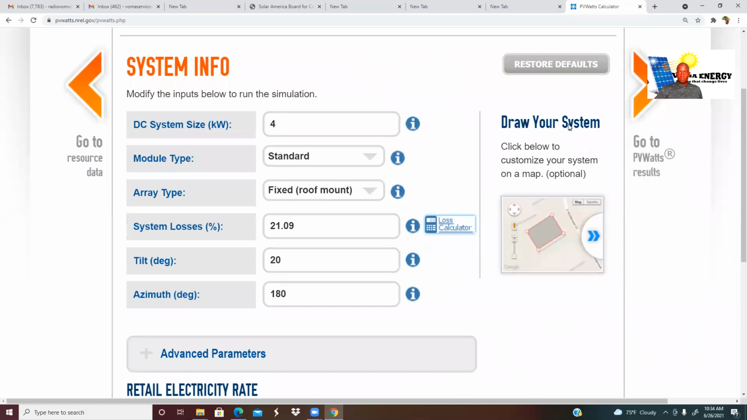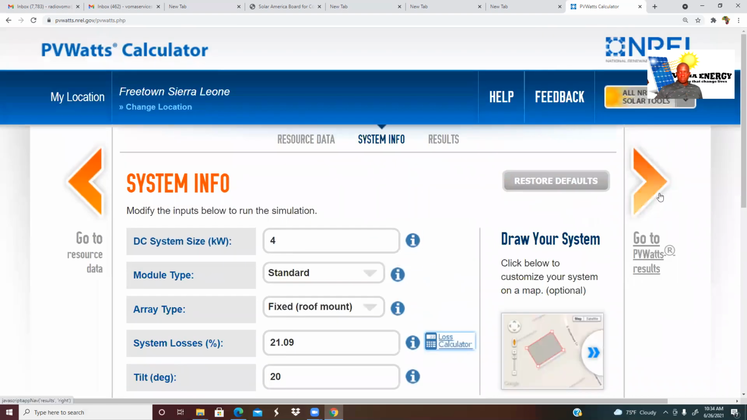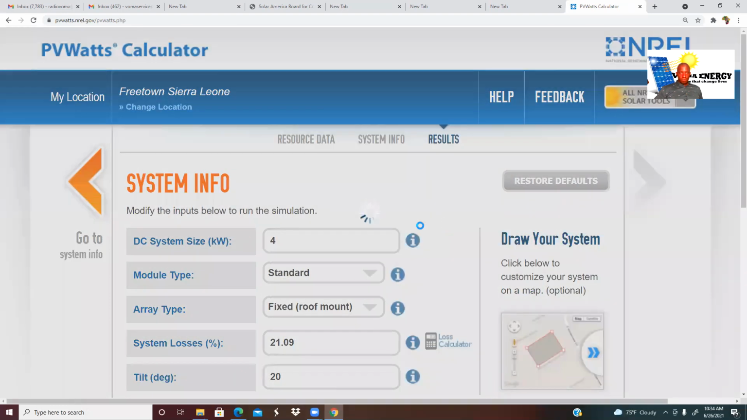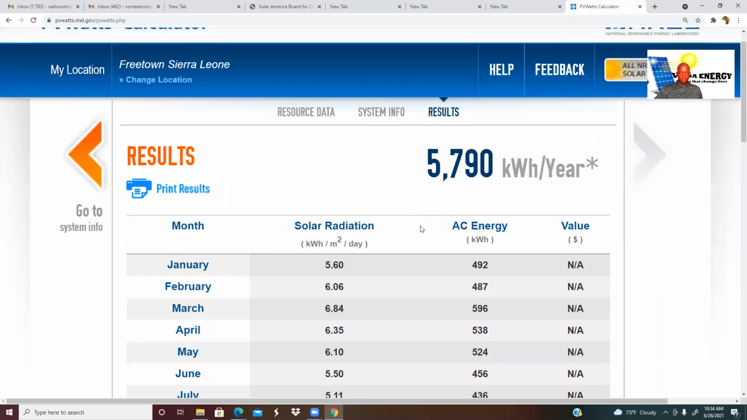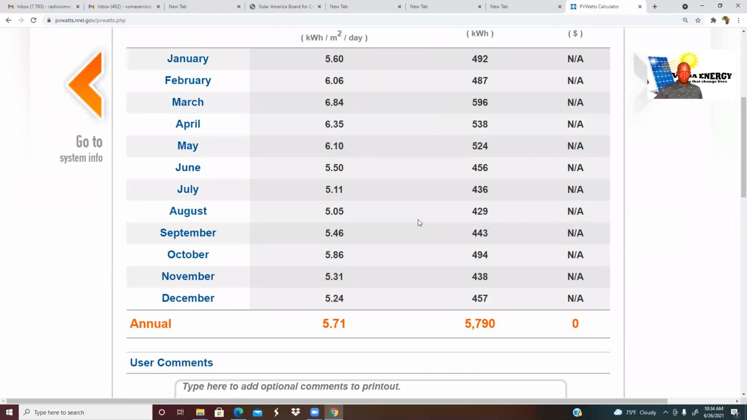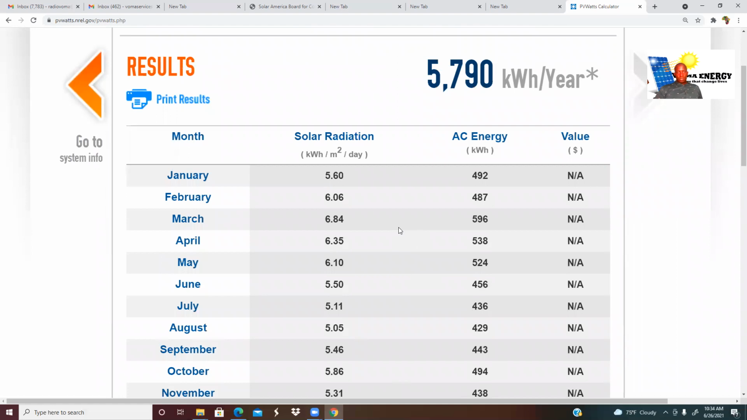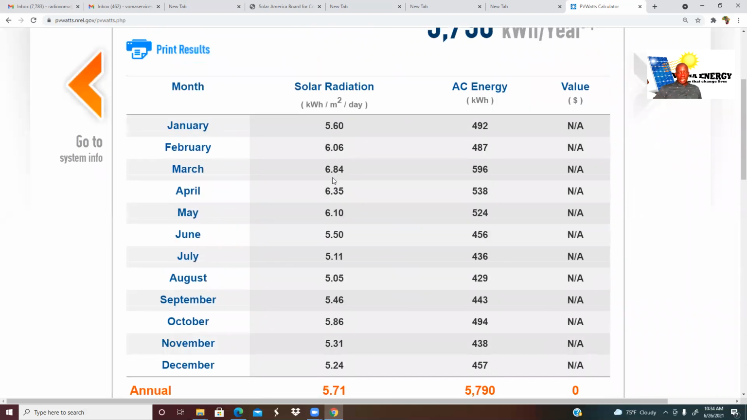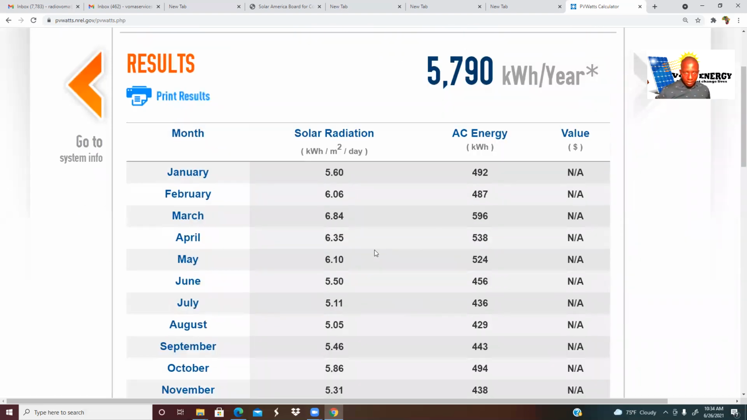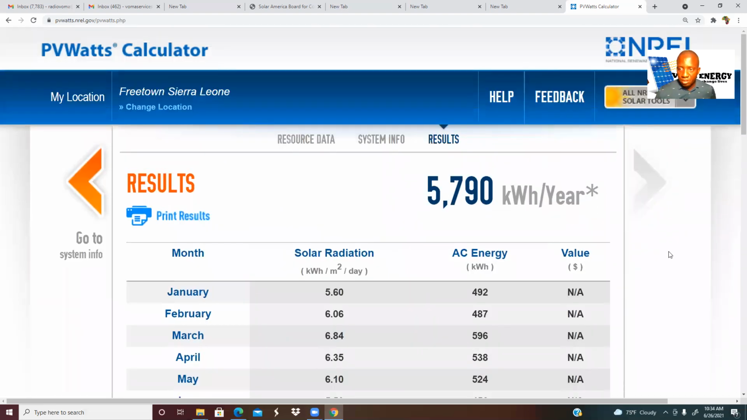Residential. Here you go. This is the data you have: AC energy in kilowatt hours, and this is the peak sun hour. So that's how much sun we have in that area, the peak sun hour right here. I'm going to print this.